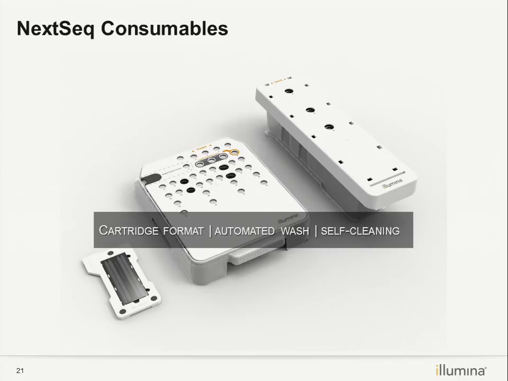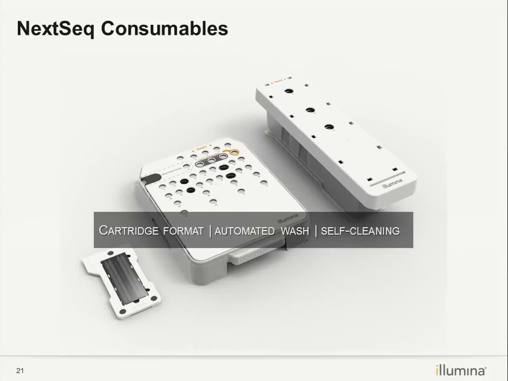Right, and then these are the consumables of the NextSeq system. Basically, three major parts. This is the flow cell. The flow cell should be stored at 4 degrees. Never freeze the flow cell. Okay? If you accidentally freeze the flow cell, please do not use it. It's not going to work. And then this is the reagent cartridge.